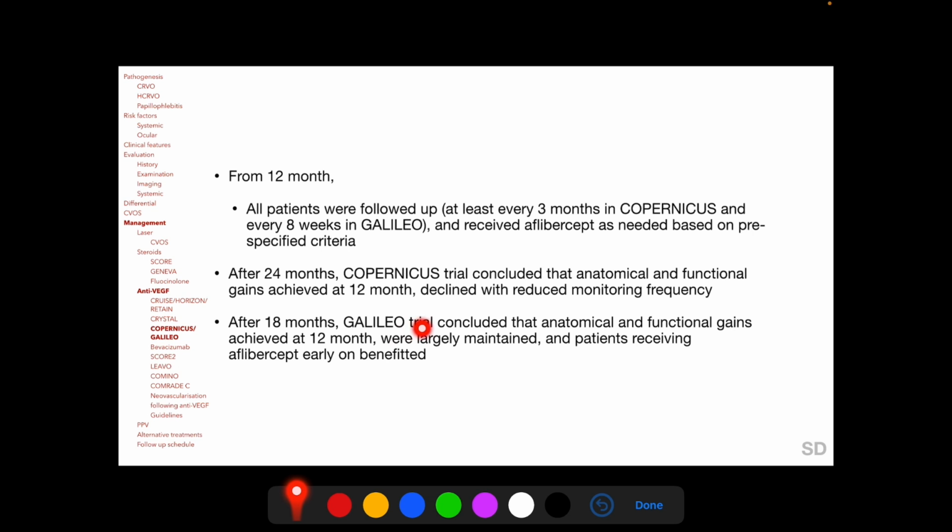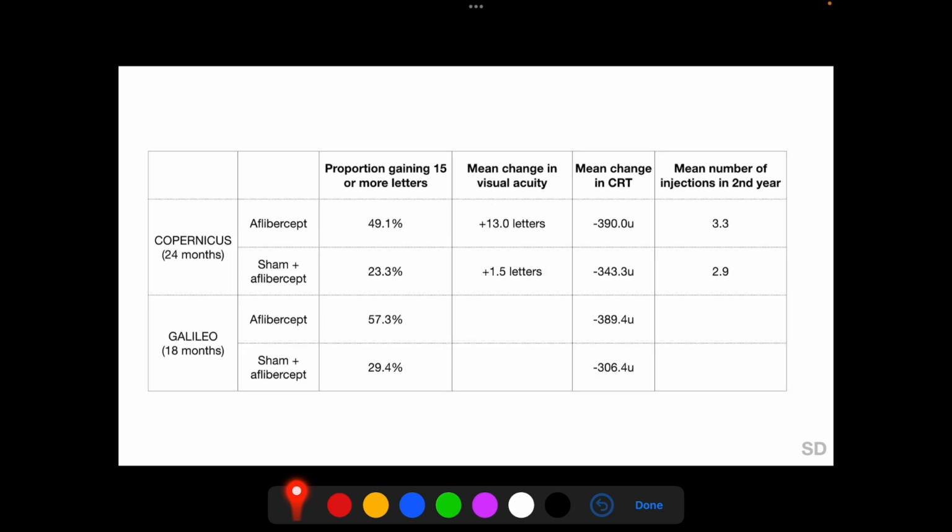And the Galileo trial, which was concluded after 18 months, found that anatomical and functional gains which were achieved at the end of 12 months since initiation of the trial were largely maintained, and patients receiving aflibercept early on benefited. This table shows the data from the end of the Copernicus trial at 24 months and the end of the Galileo trial at 18 months.